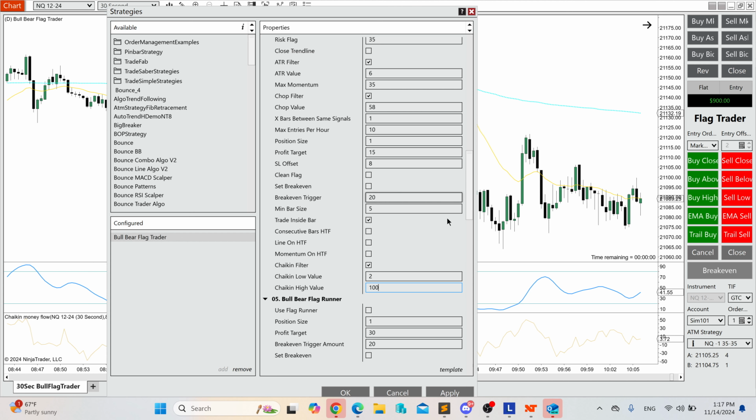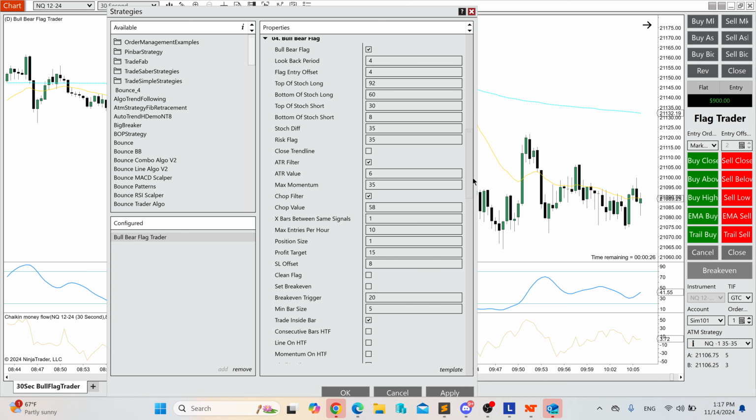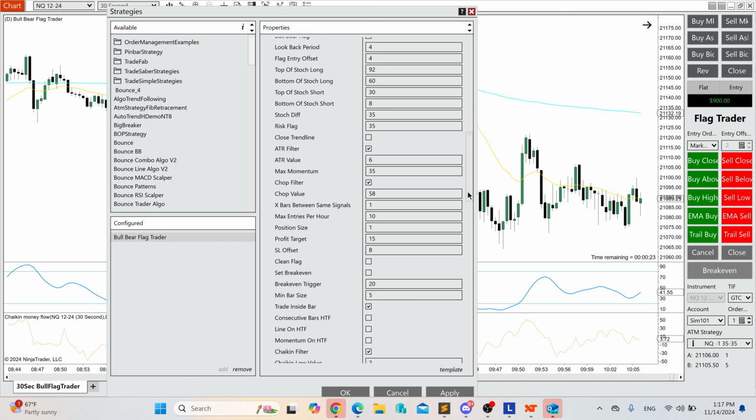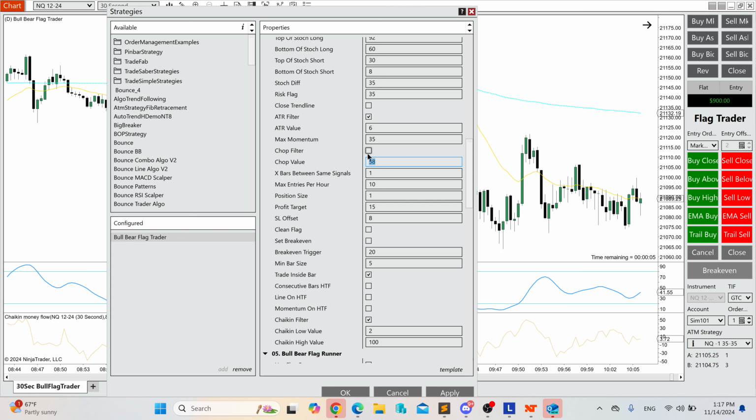There are also additional filters with this new version. What I like to have on 30 seconds is to make sure ATR is high enough, not really low. So it's usually between 6 and 7 on the 30-second chart. Chop filter: I was using the chop filter before Chaikin, but Chaikin kind of overrides it, I would say. This is more important than the chop filter, but you can put it there as an additional filter.